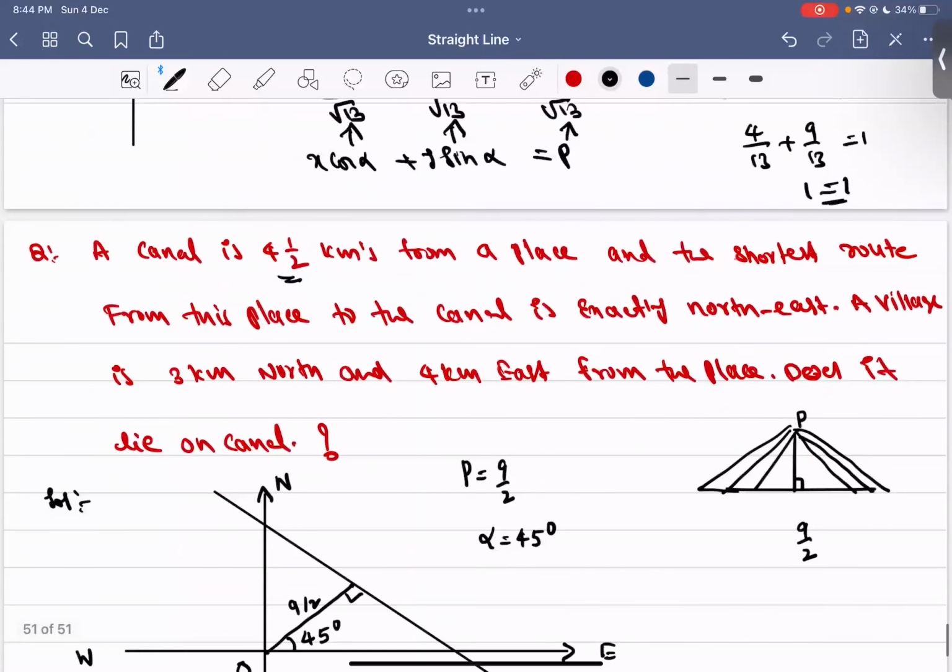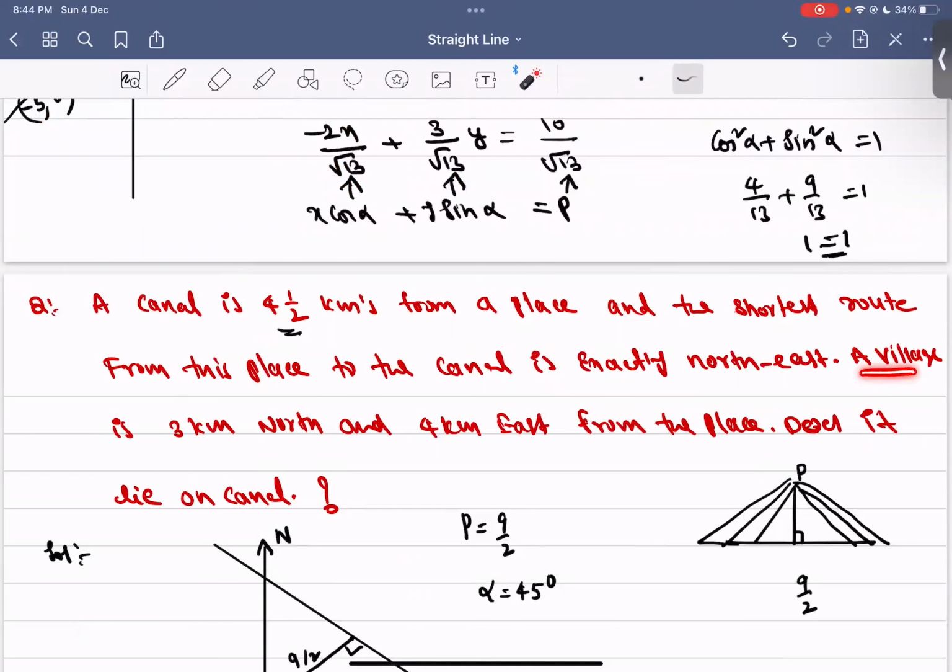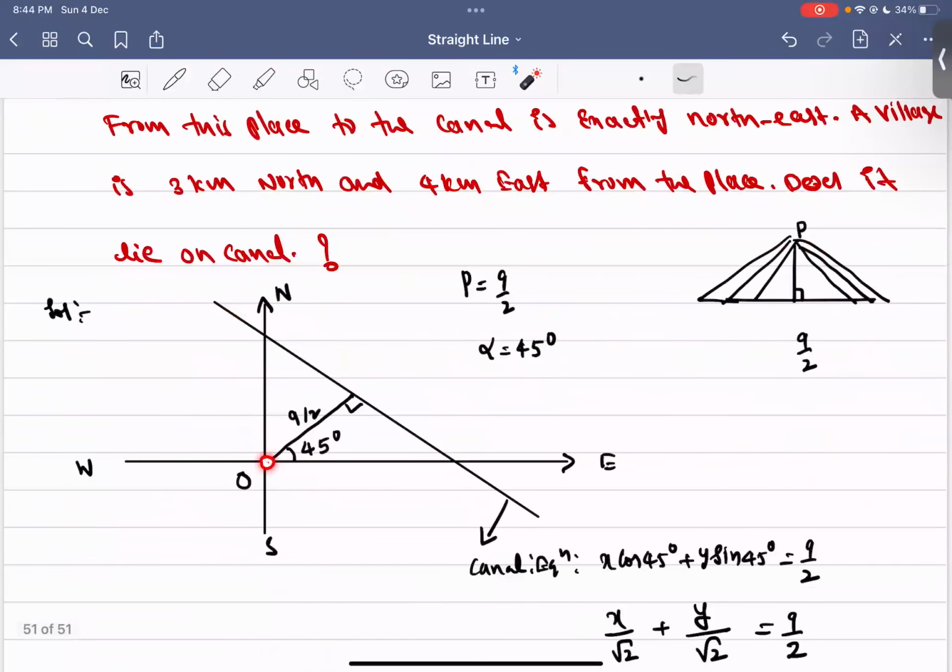Now come to the question. Now, a village is 3 kilometers north and 4 kilometers east from the place. From the place means this one. The village is 3 kilometers north. 3 kilometers north means this side. And 4 kilometers east. East is this side. So what is the village's coordinates? Tell me, village location in terms of coordinates.